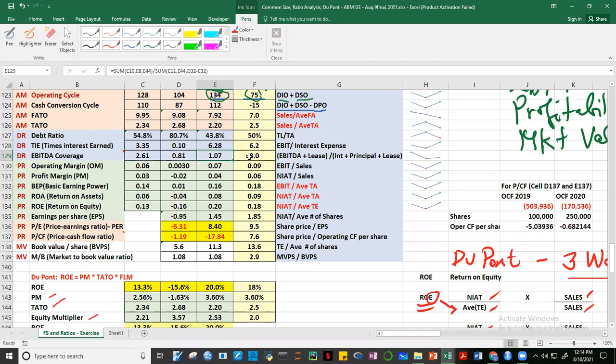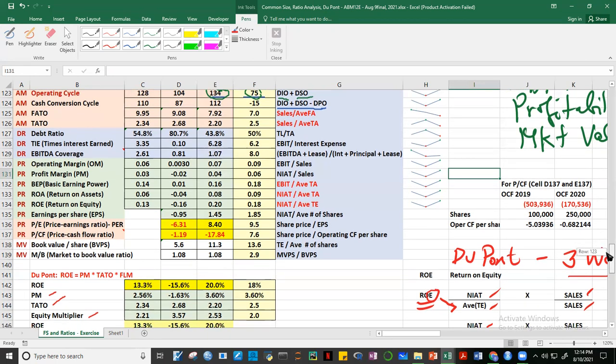Dito, talo pa rin tayo ng competitor natin kasi 8 yung available funds nila to address the interest, principal and lease. Samantalang tayo barely sufficient lang, 1.07 pesos available EBITDA coverage for every peso of interest, principal and lease requirements. Okay, good. Thank you so much.